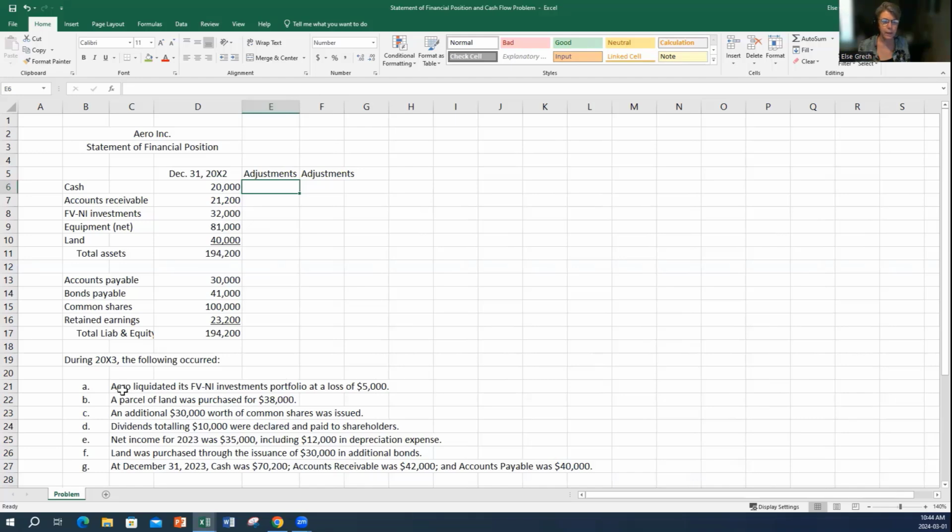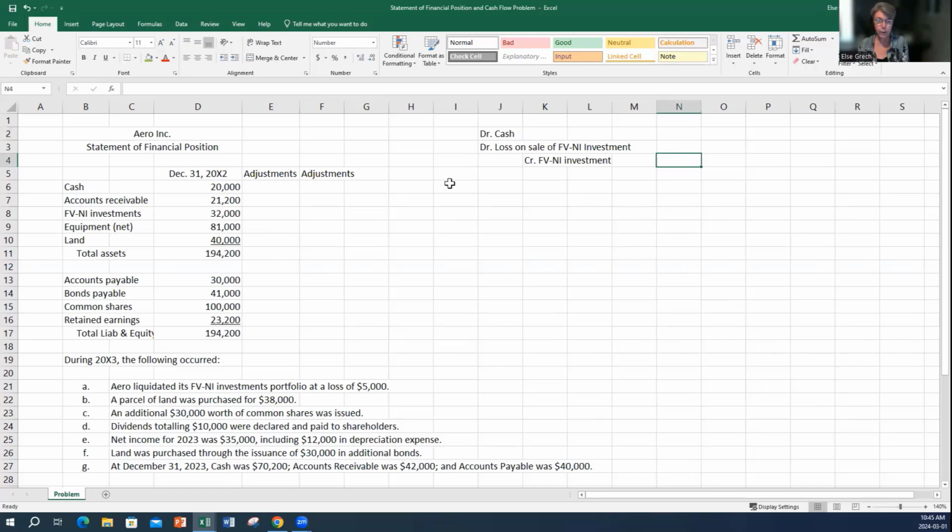Okay, so first it says they liquidated their fair value net income investment portfolio at a loss of $5,000. So we know that what they must have done is a debit to cash because they would have received cash from selling this investment. They must have done a debit because there was a loss on sale of fair value net income investment. And then they must have credited their fair value net income investment.